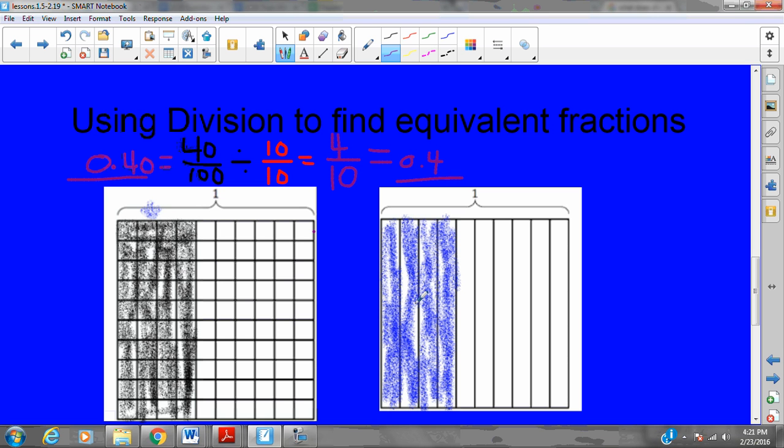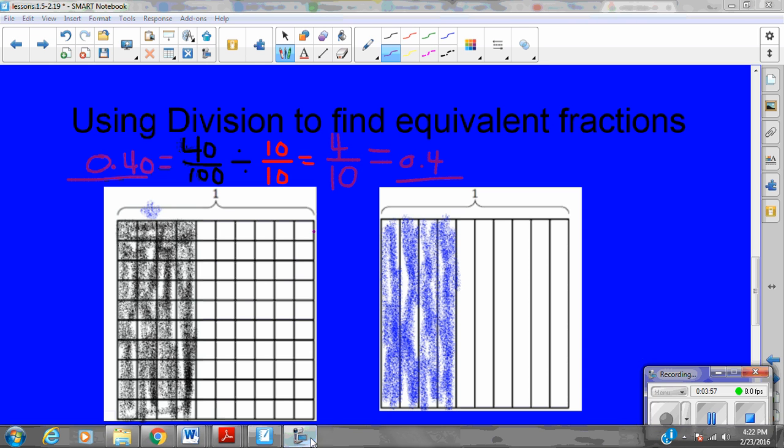Why? The same amount is shaded in both of my pictures. The very same amount is shaded. I didn't change how much is shaded. I just changed how it's broken up. It's broken up into less parts. So you can see the parts are bigger. This one piece is bigger than this one piece. That's why 1/100th, even though it's a bigger number, would be smaller than 1/10. Okay, that is using division to find equivalent fractions.